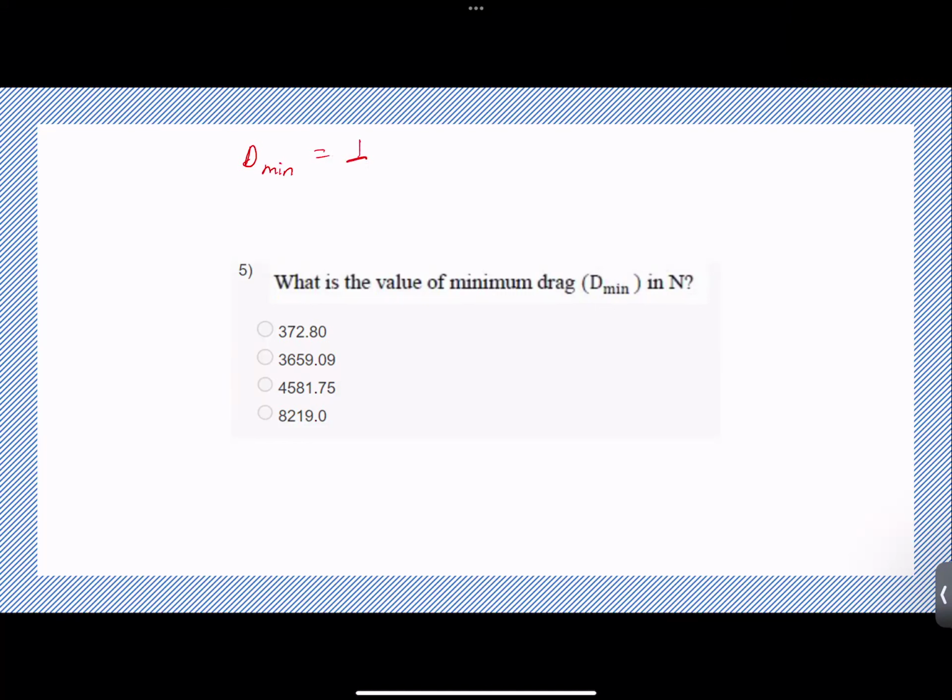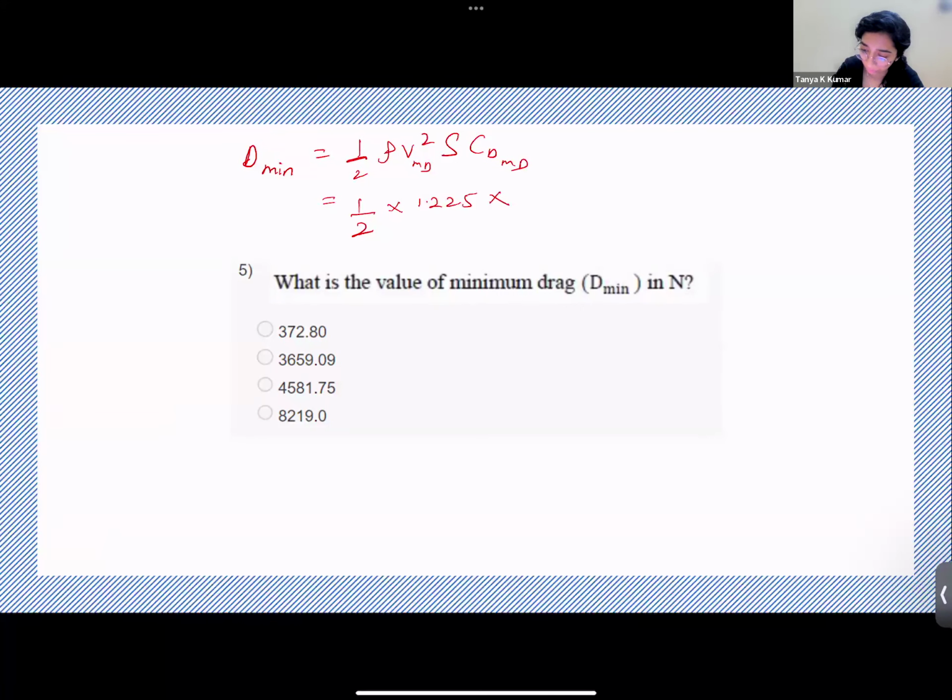Half rho V square S CD, minimum drag conditions. Let's just do it. So it's half, 1.225. Velocity was 74.04. Area was 23.69. And CD at minimum drag was 2 into 0.023, right? So if you solve this, you get 3659.09. I hope everyone's getting the same answer.